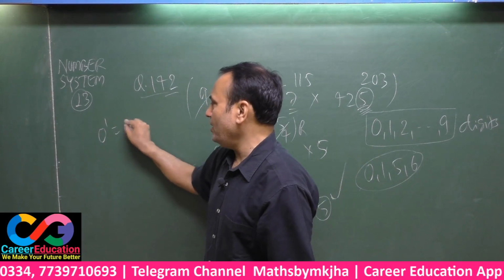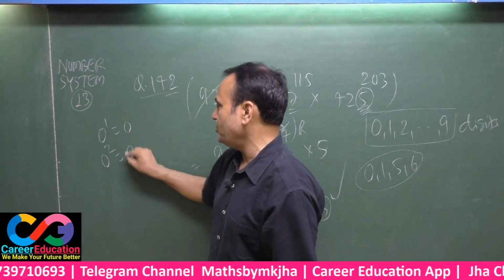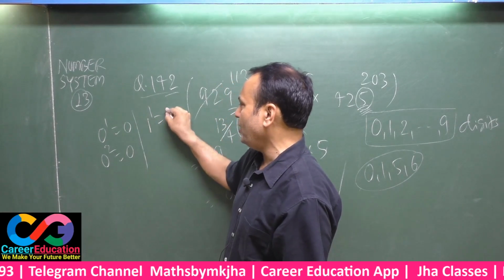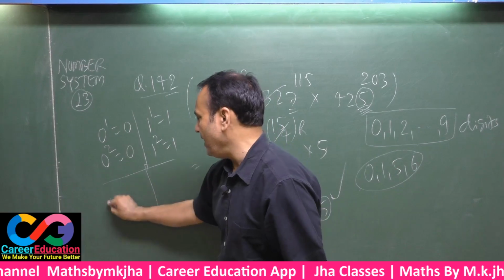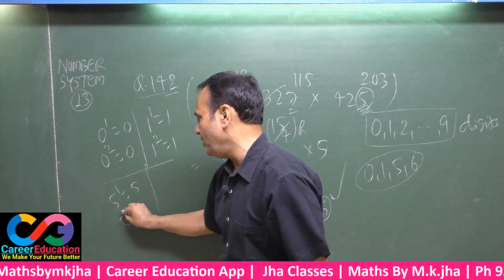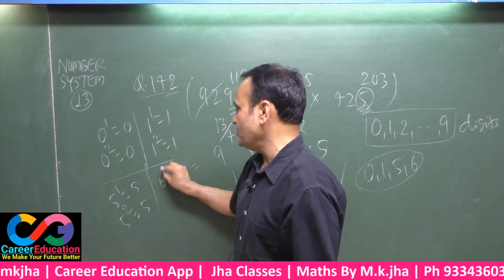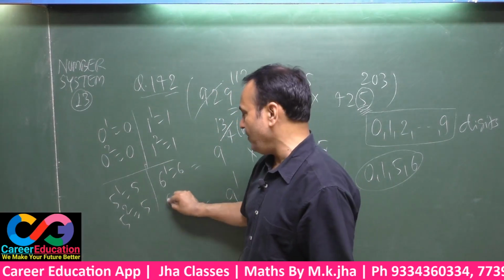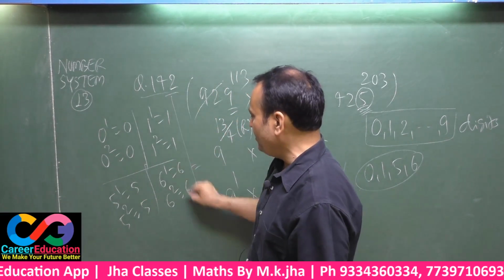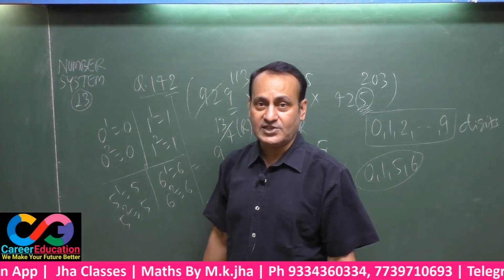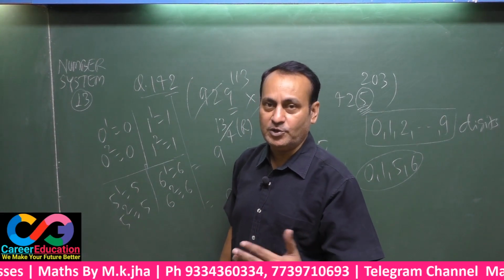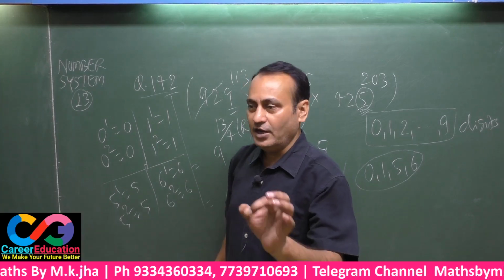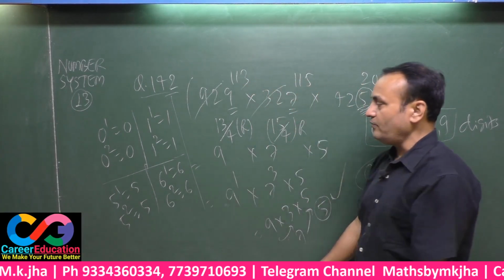0 to the power 1, unit 0, 0 to the power 2, unit 0. Similarly, 1 to the power 1, unit 1, 1 to the power 2, unit 1. Similarly, 5 to the power 1 is 5, 5 to the power 2 is 25, unit is 5 again. 6 to the power 1 is 6, 6 to the power 2 is 36, unit is 6. That means 0, 1, 5 and 6 are such digits that make it very easy for you to calculate the unit place of any product when the unit of the base is 0, 1, 5 or 6.